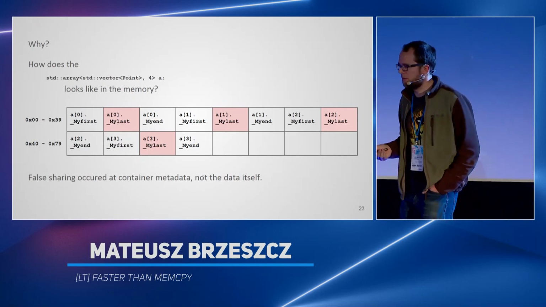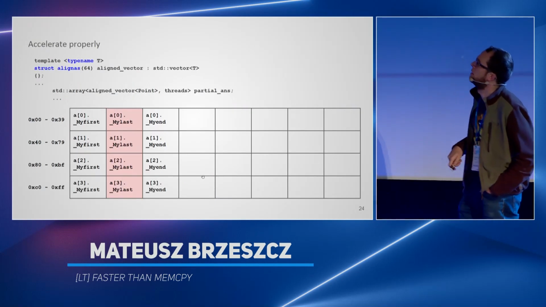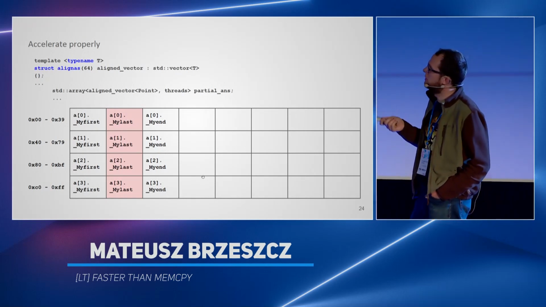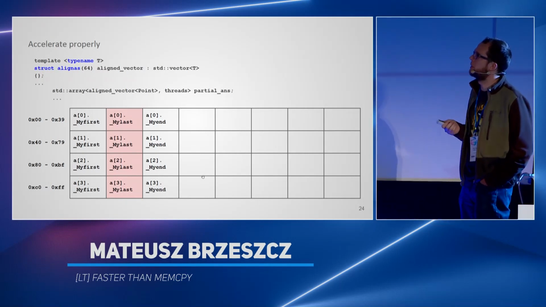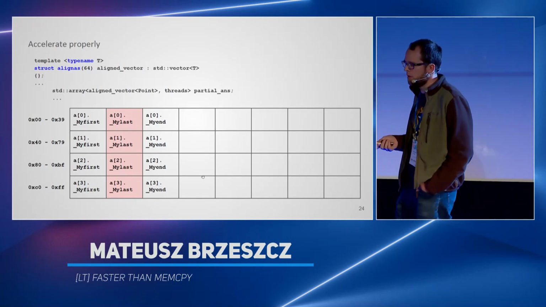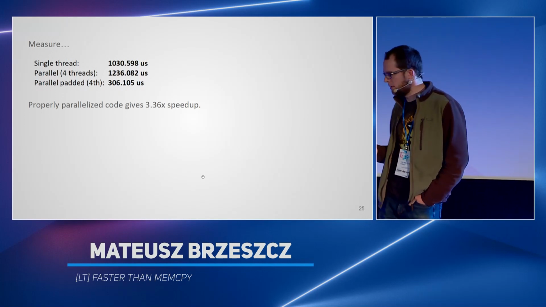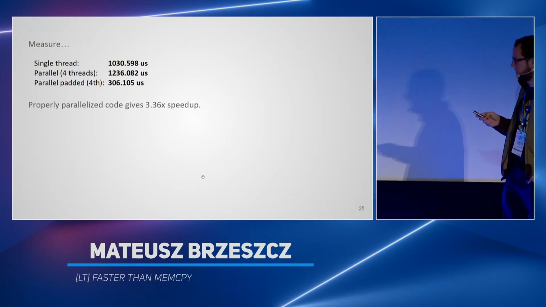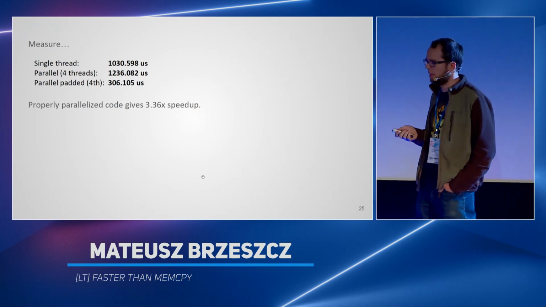And what's the solution? The solution is very simple. We just need to pad this vector. We align every vector and its metadata to reside in a separate cache line. And if we run that, we have the expected speedup. We don't have a full speedup, of course, because we have some operations and so on. But the speedup is as to be expected.